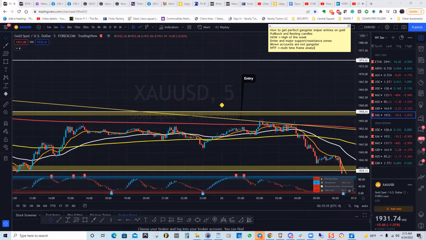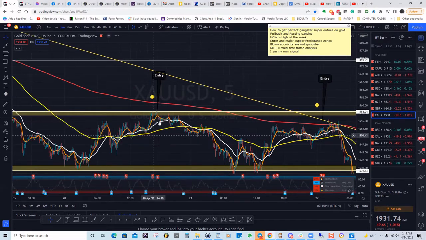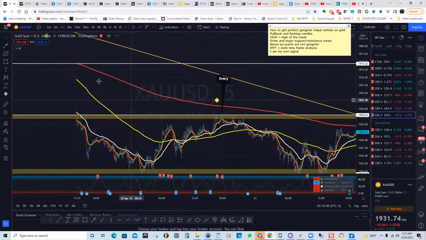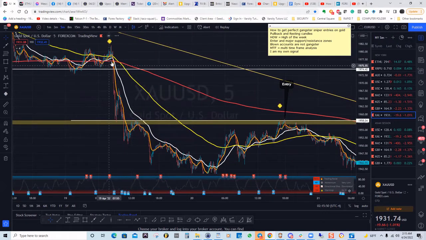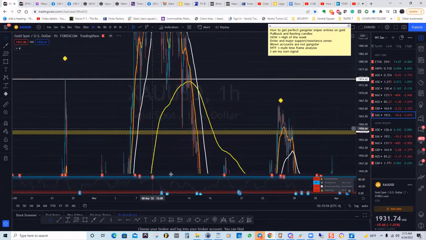I am my own signal. I don't need no one to give me signals. Why do I need somebody to give me signals when I got the signal right here? You see where you got in? You get in right here. And look at the crossovers over here. Beautiful, right? Look, the 1-hour time frame told you where to get in at, right?